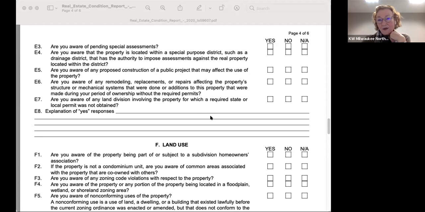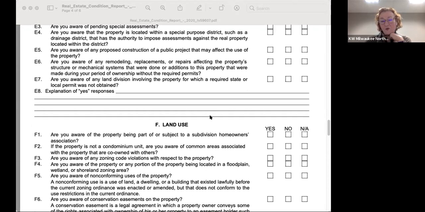But this is why I want to go a little deeper into the real estate condition report and not just toss it off as one of the documents that we have to fulfill our checklist. It can be very important as far as a protection for your seller, protection for you, and protection for Keller Williams.